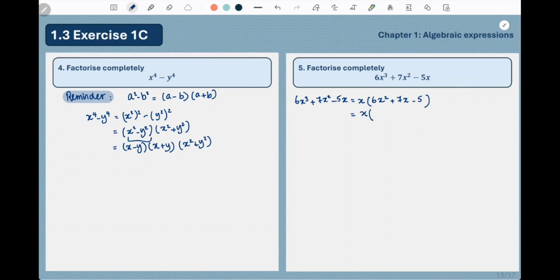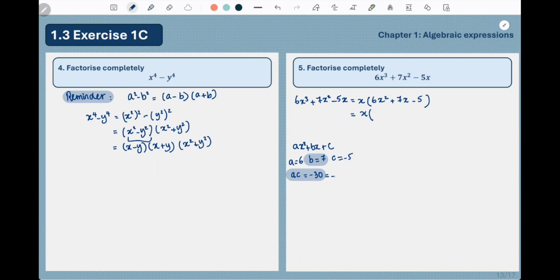So I'm going to identify my a, b and c. We know that a quadratic expression is an expression written in this form, plus c. My a in this case is 6, my b is 7, and my c is minus 5. The product of a times c is minus 30. To find the factors, we need to find two numbers that multiply to give you minus 30, and when you add them together, give you 7.